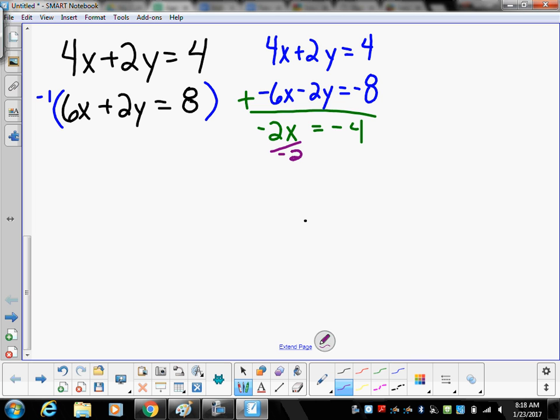Alright, divide both sides by -2. X equals 2. Okay. Now you plug back in. So let's do that first equation. So 4 times x, which is 2, plus 2y equals 4.